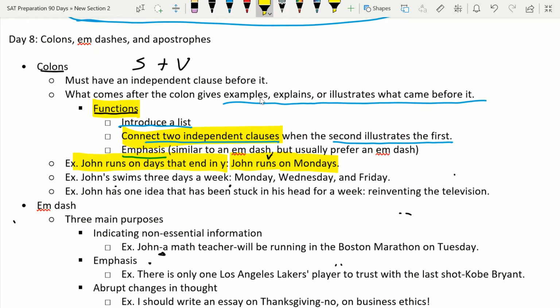Next up, we've got "John swims 3 days a week: Monday, Wednesday, and Friday." We've got that colon that's introducing our list. That once again is also grammatically correct.